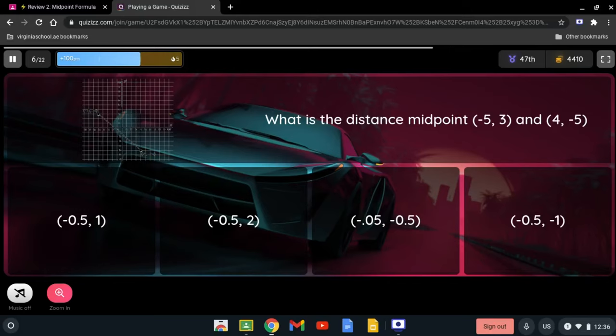And now we're going to do the y. So y1 is 3. We're going to write it down. 3 plus y2, which is negative 5. We're going to write it down in the calculator. 3 plus negative 5 is negative 2. And negative 2 divided by 2 is negative 1. So it's negative 0.5 and negative 1.